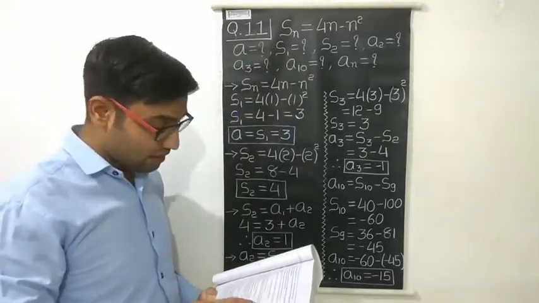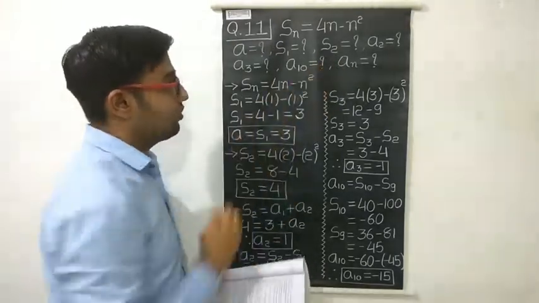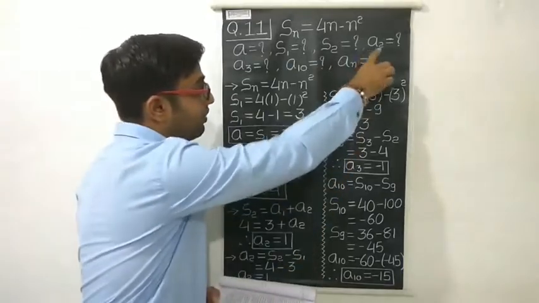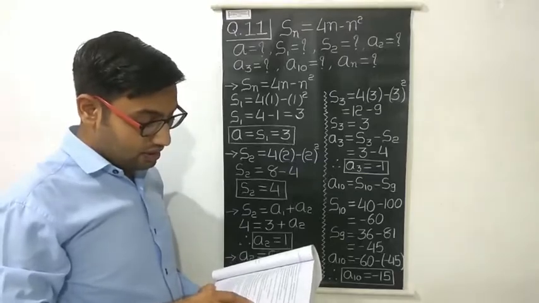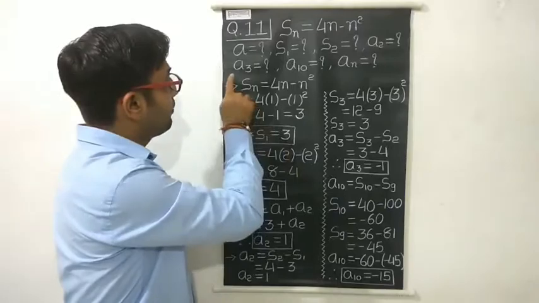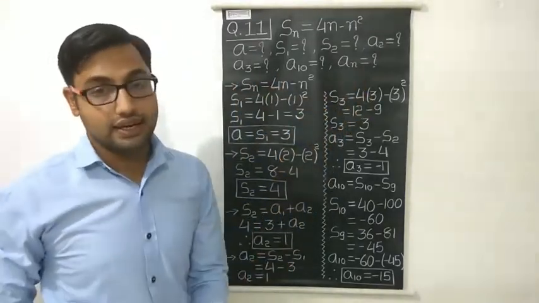What else do we have to find out? What is the sum of the first two terms? That is, we have to find S2. What is the second term? We have to find the value of A2. Similarly, find the third, the 10th and the nth term. Also, we have to find the value of the third term, the 10th term and the value of an.